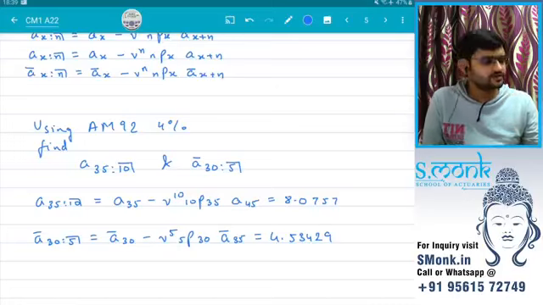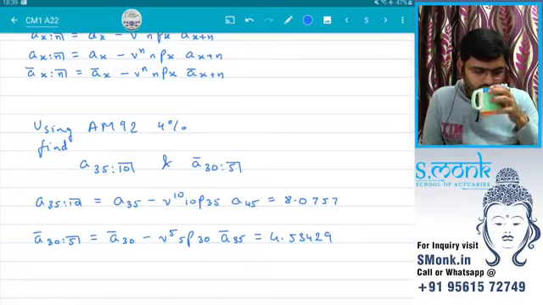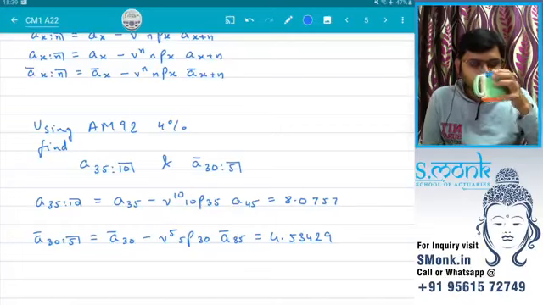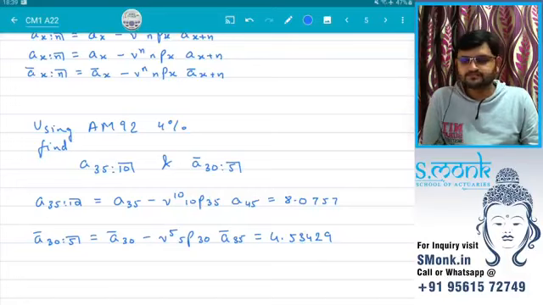Any problem here? Sir, what does that mean, sir? That means the person aged 35 has to pay 8 rupees for 10 years. No. It is the present value of the annuity.